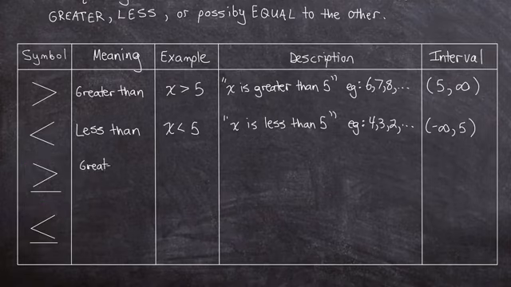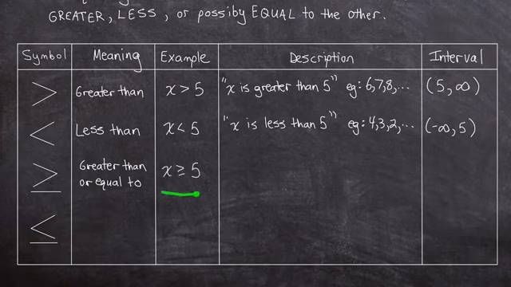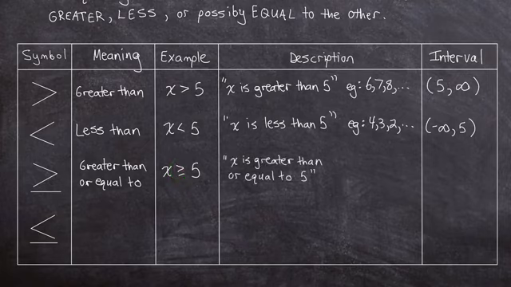That means greater than or equal to. And here's an example of an inequality using that symbol, where this one, as I read it from left to right, states that x is greater than or equal to 5. So any number that is bigger than 5 or equal to 5 would satisfy this inequality. So examples of numbers would be 5, 6, 7, and so on.